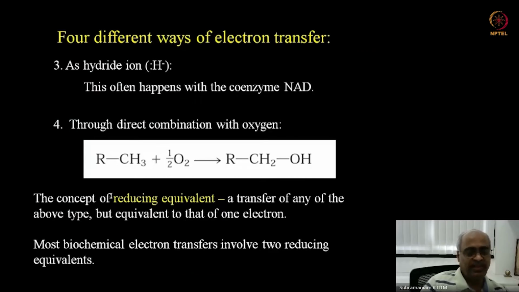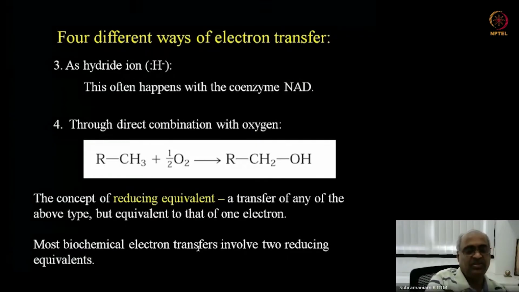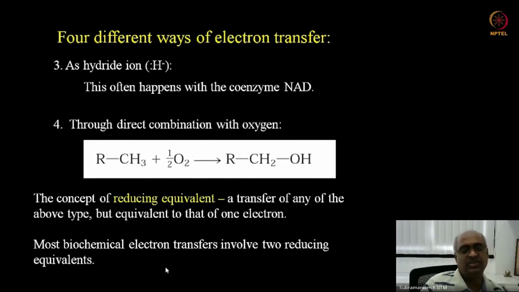So in all these, we talk about electron transfer, and we can introduce a quantitative term called reducing equivalent, which is equivalent to the transfer of 1 electron, regardless of the mode in which the electron is transferred. It could be any one of the 4, but the equivalent of 1 electron transfer we call 1 reducing equivalent. Biochemical reactions usually involve 2 hydrogen atoms, as in dehydrogenation reactions, so usually they involve 2 reducing equivalents. 1 reducing equivalent equals the transfer of 1 electron.